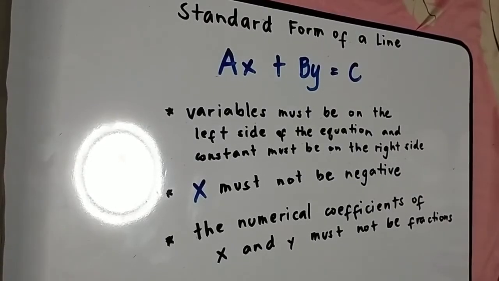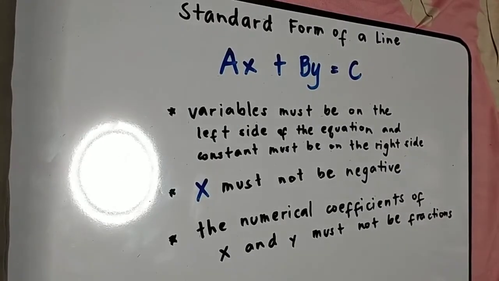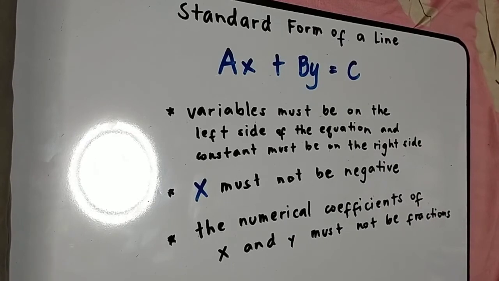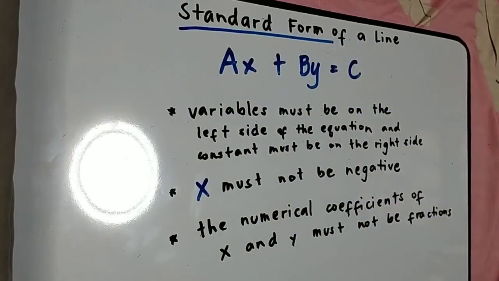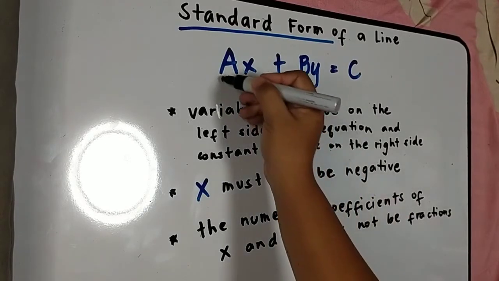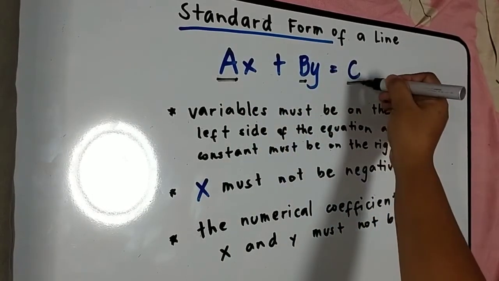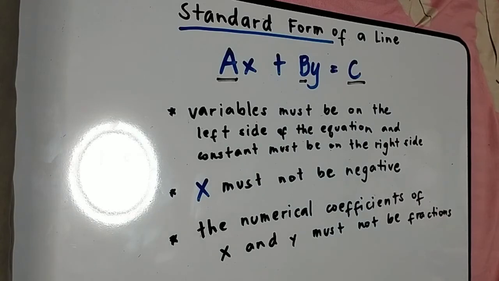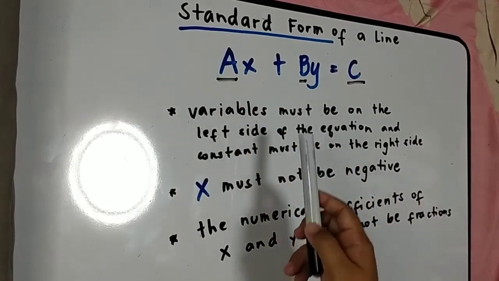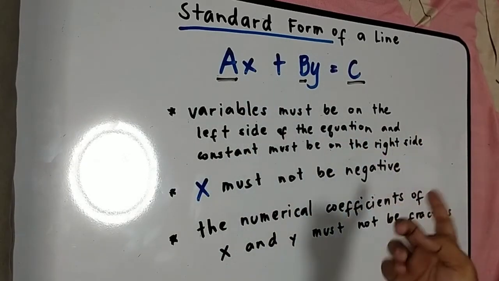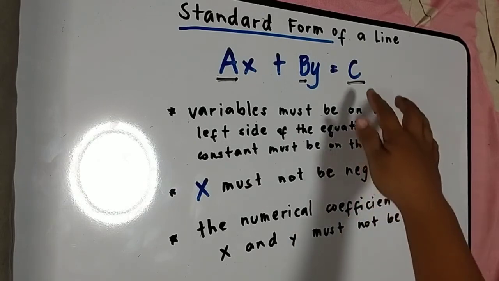After discussing the linear equations in two variables, we will now transform the linear equation in its standard form or general equation. Okay, so the standard form of a line is ax plus by equals c, wherein a, b, and c represent numbers. So, mga numbers talaga yan, a, b, and c.